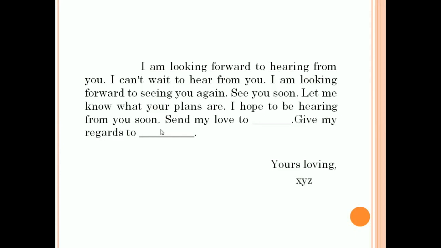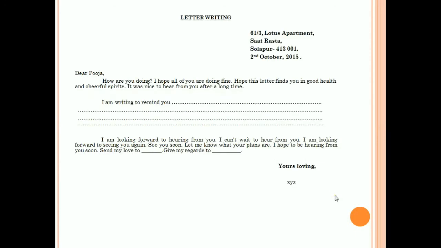And then you end by saying Yours loving, XYZ. You need not put an apostrophe after the S. You just write Yours loving, comma, and below it XYZ. If there is a name mentioned in the question, you need to write that name over there. This way your letter may look.